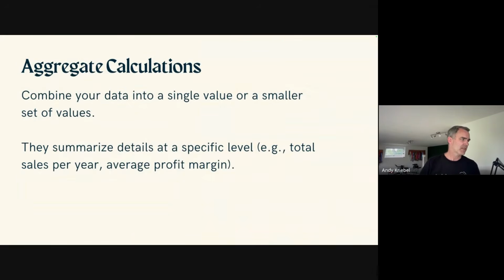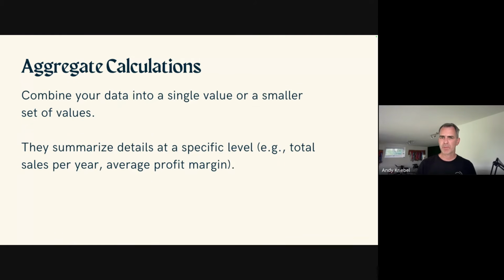Okay, so when we talk about aggregate calculations, the idea is you want to combine data in order to make a summarized or a smaller set of values, meaning less detail than the most granular detail in the view. For example, we could be looking at total sales per year. Year is our only dimension in the view. We need to summarize the sales to get it for that year. That would be an example of an aggregate calculation.